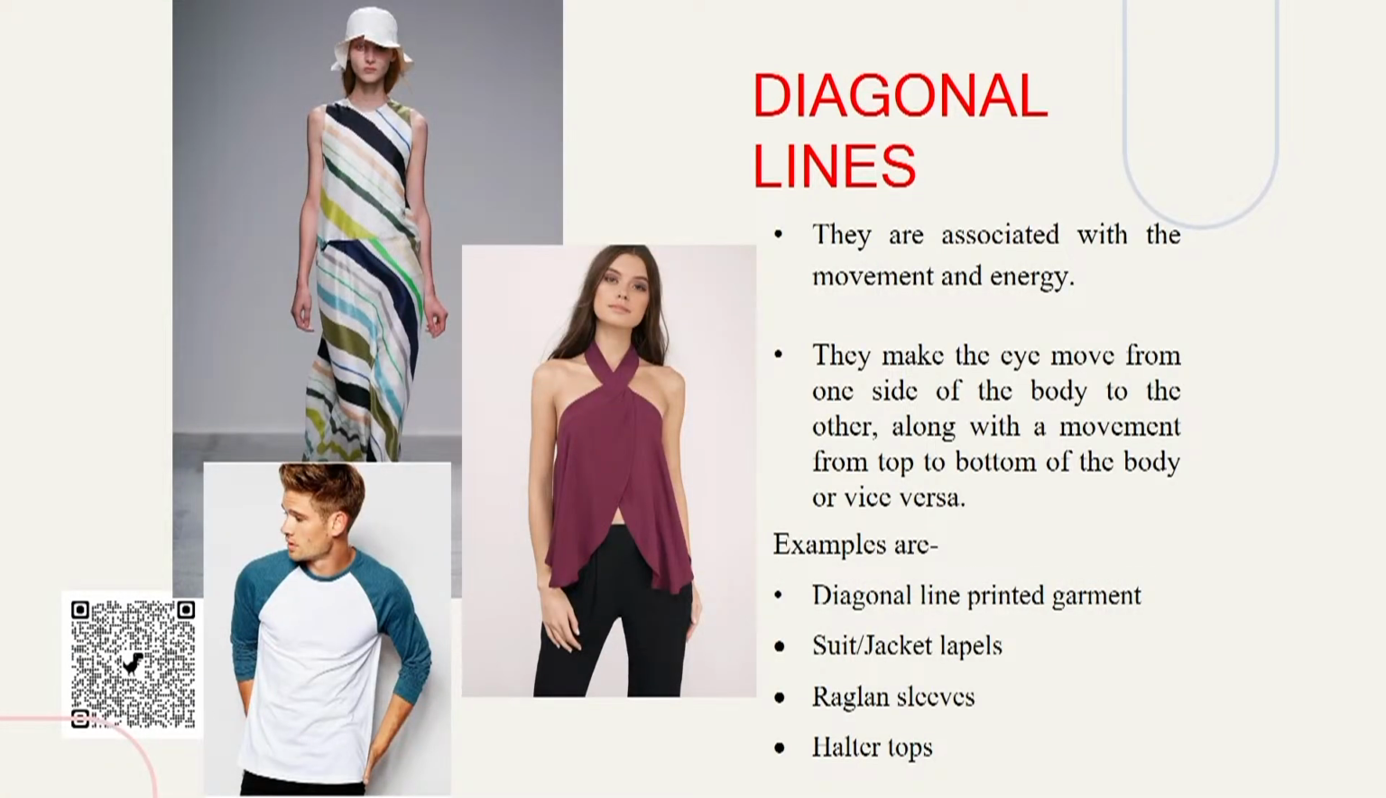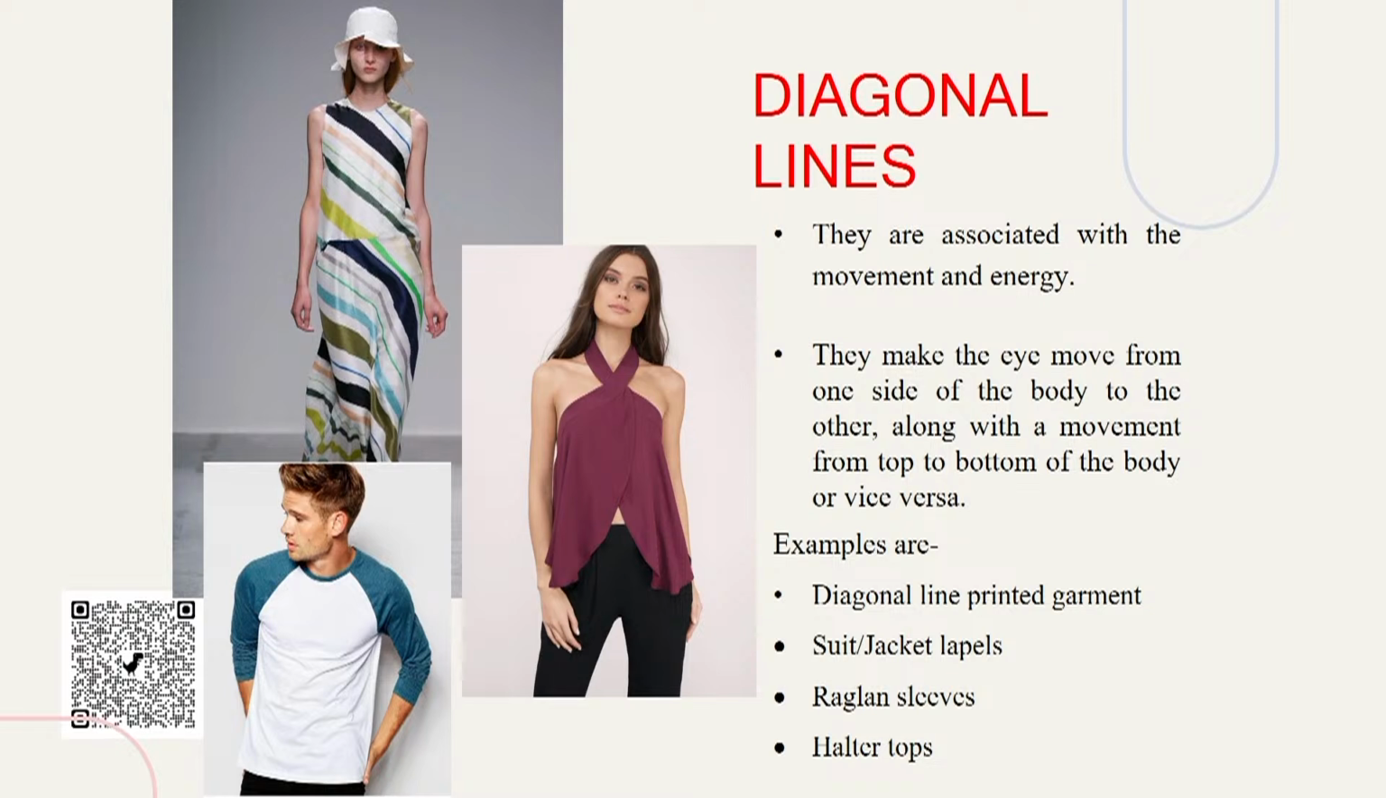So let's move to the next kind of lines, which are diagonal lines. Diagonal lines are more associated with movement and energy, and they make your eye move from one part of the body to the other part diagonally. They make the eye move from one side of the body to the other along with movement from top to bottom of the body or vice versa. Various examples of diagonal lines are a diagonal line printed garment, suit and lapels on the suit or jackets. They are also placed diagonally.